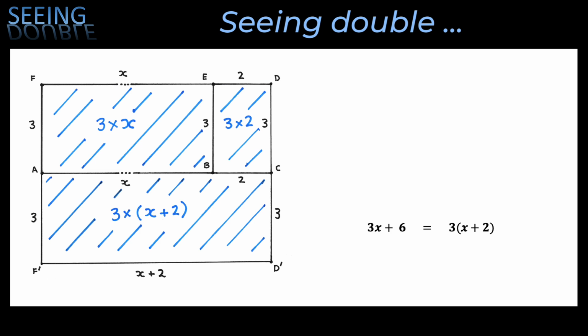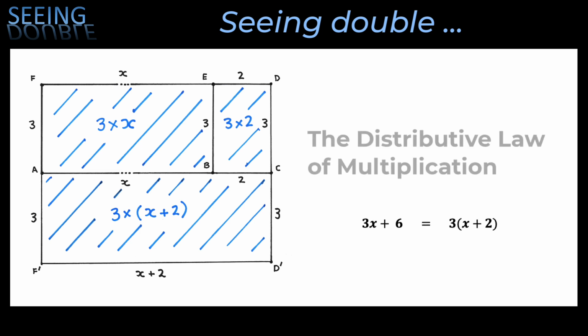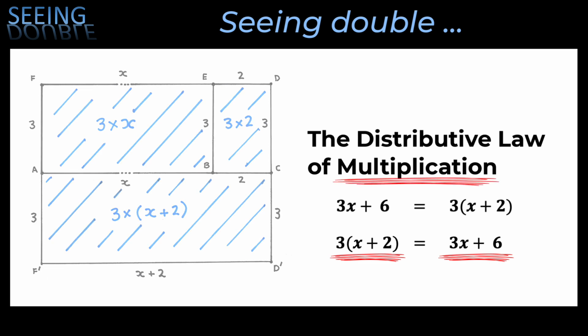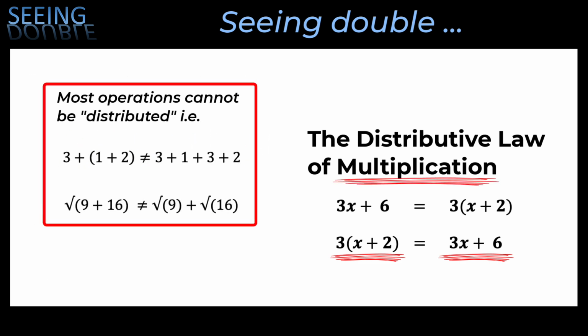This identity is an example of an important piece of mathematics called the Distributive Law of Multiplication. This law is so named because the multiplication by 3 can be seen as being distributed to the individual terms within the brackets, x and 2, resulting in the terms 3x and 6. This process is sometimes referred to as expanding brackets, but this description does not emphasize that it is specifically the operation of multiplication that can be distributed in this way. Most operations, including addition and the taking of a square root, cannot be distributed in this way.